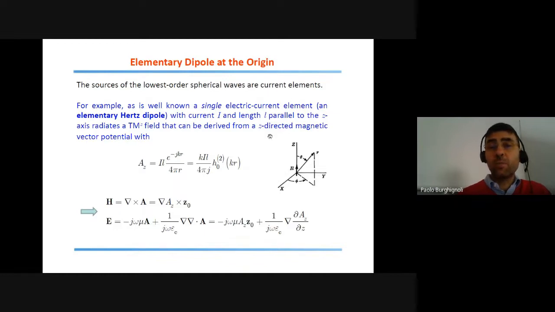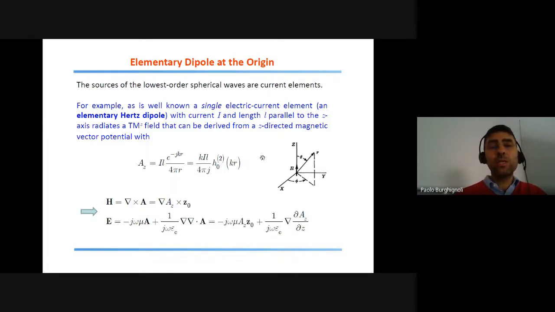Then you know that this would radiate a field that is TM to z, and which can be derived from a z-directed magnetic vector potential. And we know from basic electromagnetics and antenna courses that the expression for A_z is just the free space Green's function, e to the minus j kr divided by 4 pi r, times I times L. Now we know that this is proportional to the spherical Hankel function h of order 0 of the second kind, so we can also write this A_z component of the vector potential as proportional to the spherical Hankel function of order 0 and of the second kind, through the coefficient that you can see here.